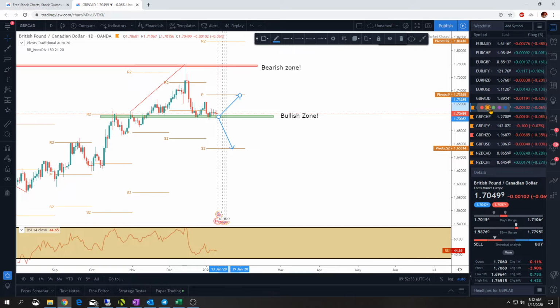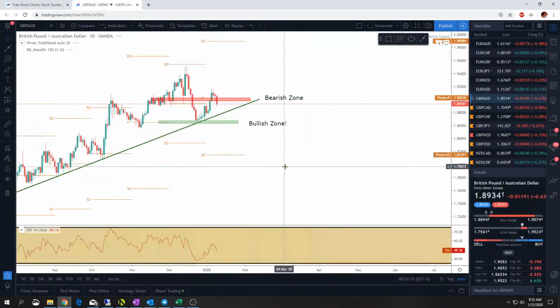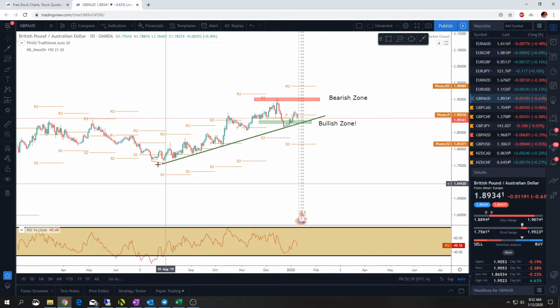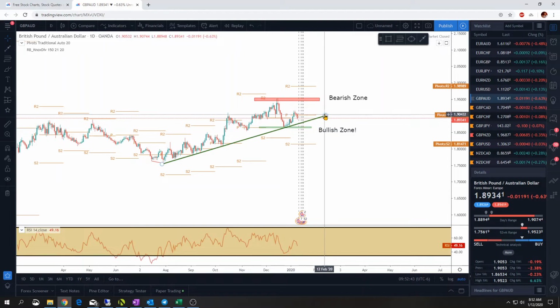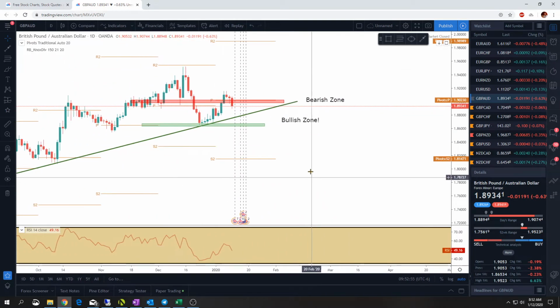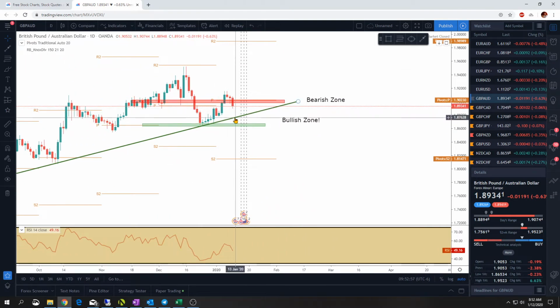All right, let's make that one orange. British pound AUD. So you can see this upward trend. We respected it. That's why I got my bullish area right here. Price raced back to the pivot last week. And now we're going to see what happens with price.